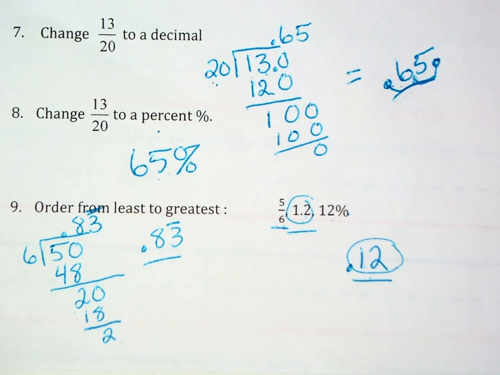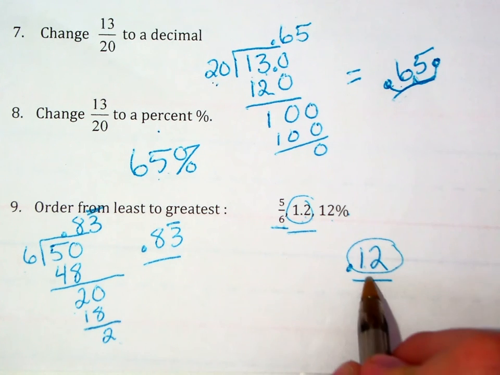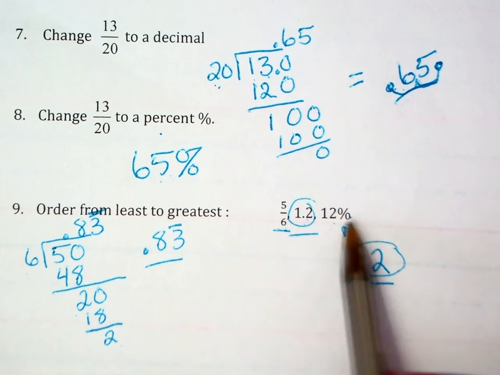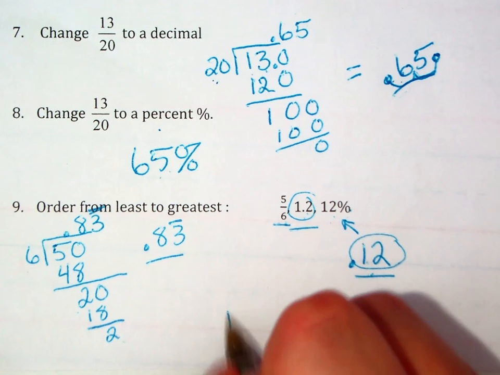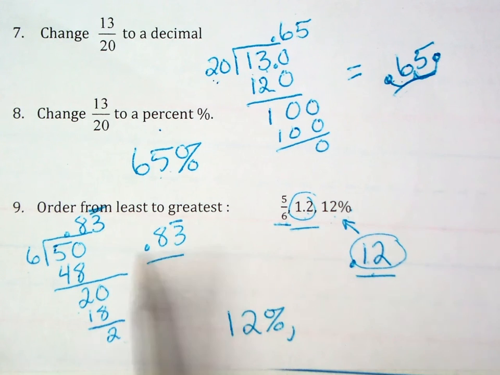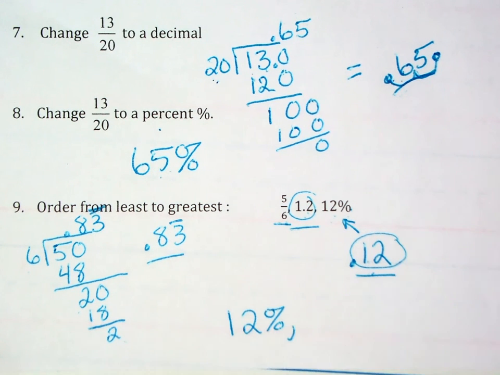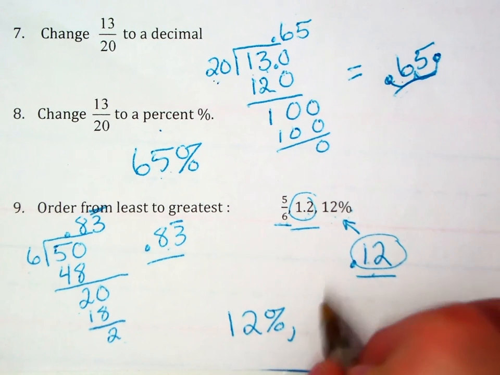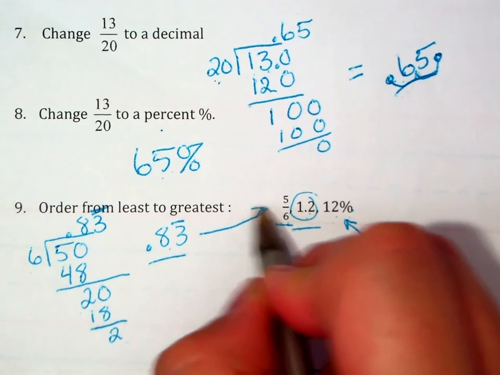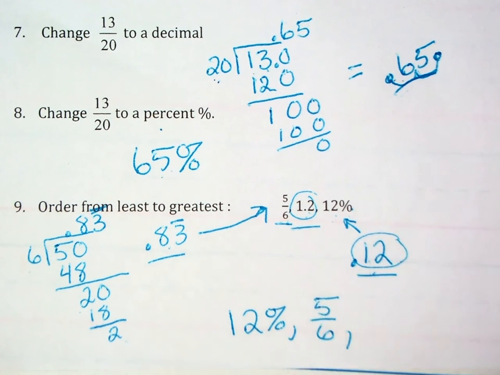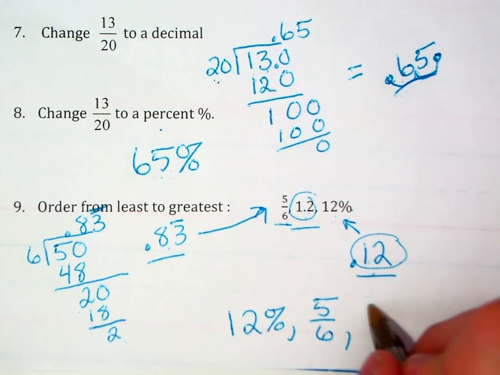Now I can look at my three numbers and put them in numerical order from least to greatest. My smallest decimal is the least, so 0.12, which represented 12%, so I need to order my original values from least to greatest. So 12% is my smallest number. 0.83 is definitely smaller than 1.2 because 0.83 has not even made it to 1. That was derived from our fraction 5/6. And then our last number in our grouping is 1.2.